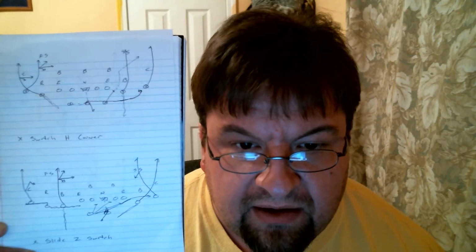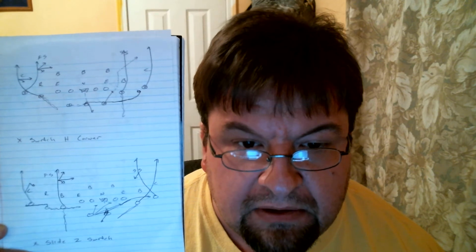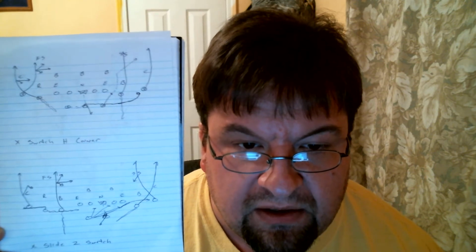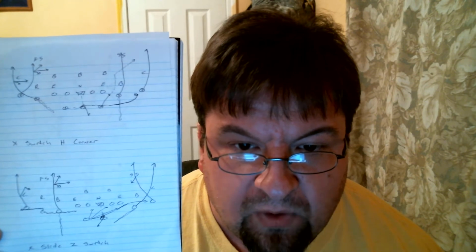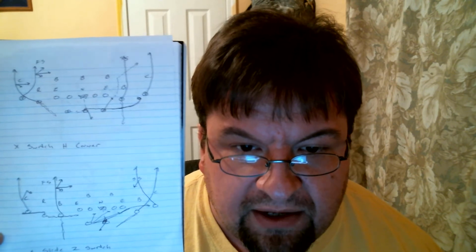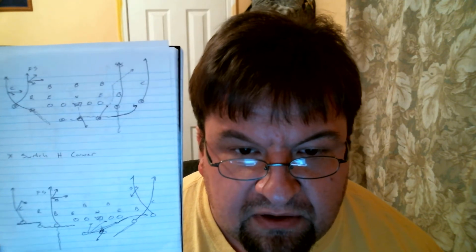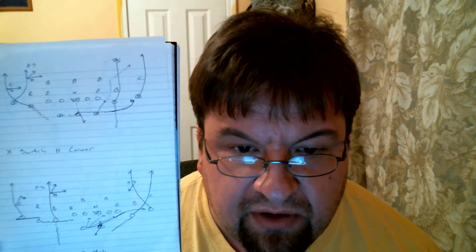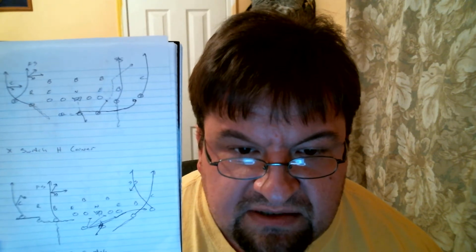The super back and the H back are split in the shotgun with the quarterback. X and wing are on the left. Y and Z are on the right. Now, X and wing are going to run the switch concept on the back side. Front side, you're going to have the twin streak routes by Y and Z.